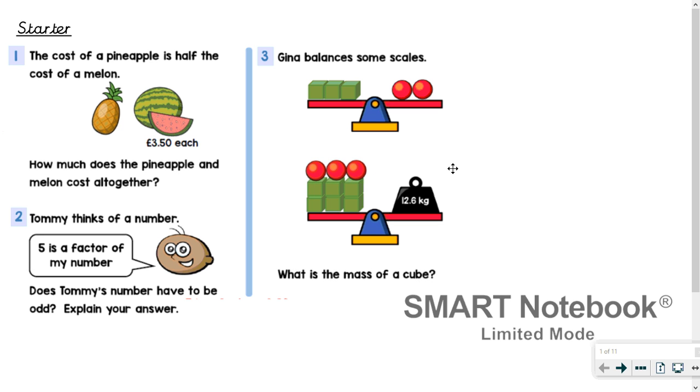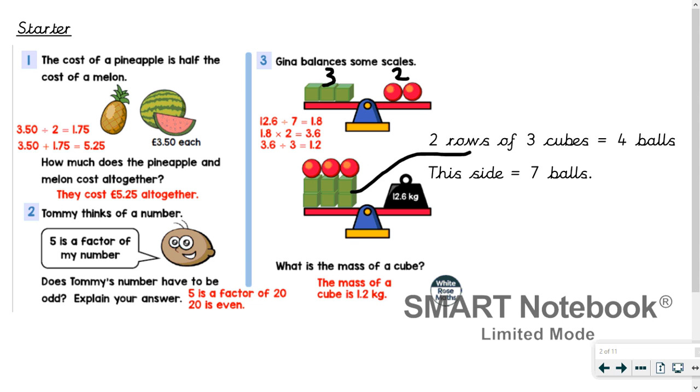All right, so hopefully you've had a good go at the starter. Let's go through how you could have solved them. First one: the cost of a pineapple is half the cost of a melon. How much does the pineapple and melon cost altogether? First thing to do, we're told how much a melon is. Let's find out how much a pineapple is. So half the cost means £3.50, and to half something we divide by 2. So 3.50 divided by 2 is 1.75. And then how much does a pineapple and a melon, so one of each, cost? 3.50 add 1.75 equals 5.25. And then let's convert that back into monetary form. So £5.25 altogether.